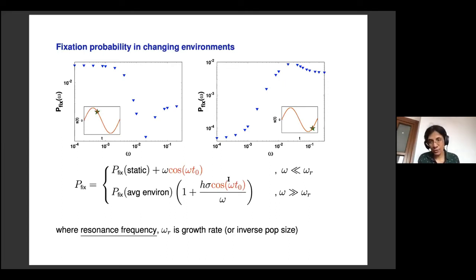Now we know again from physics that resonance occurs at the natural frequencies. So what is the natural frequency here? Well, if I have a beneficial mutant, then the natural frequency is simply the growth rate of the population. So if the environment is changing at a rate comparable to the growth rate, we expect answers to be very different. The chances of survival may be much smaller, or much larger. That's the key point here.